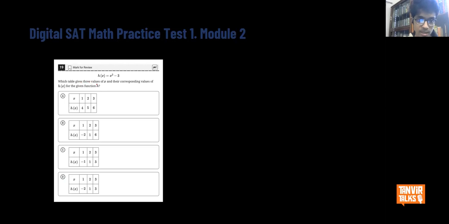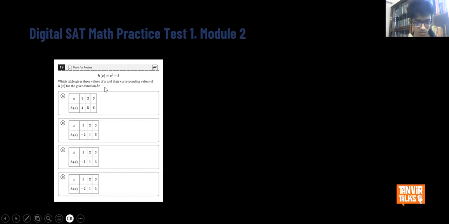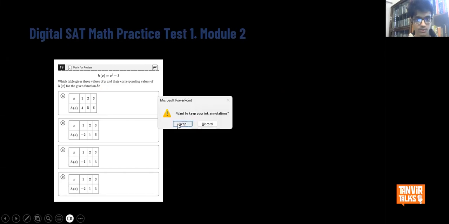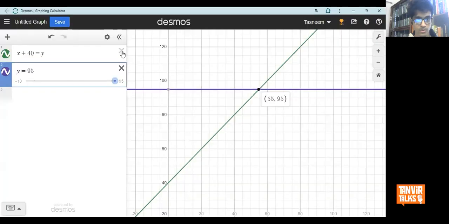Okay, which table gives three values of x and their corresponding values of h of x for the given function? Okay, so we can actually put the numbers and find the corresponding value, but I will show you how to do it using Desmos. Okay, sorry. So what you have to do, let's go to Desmos.